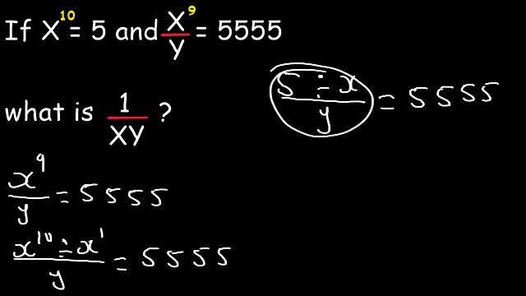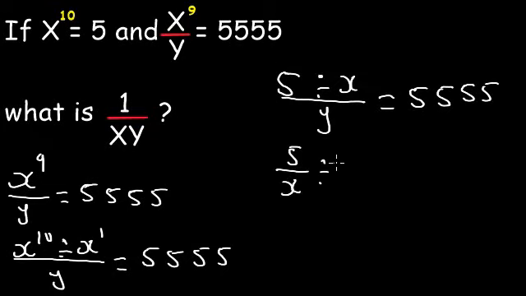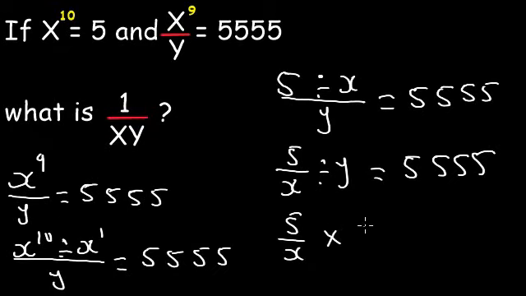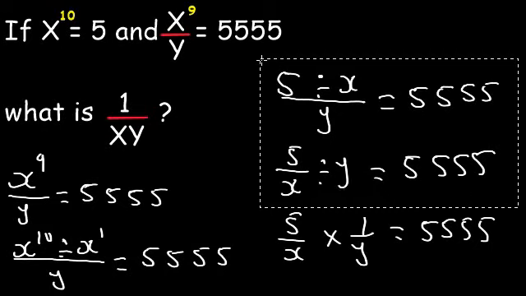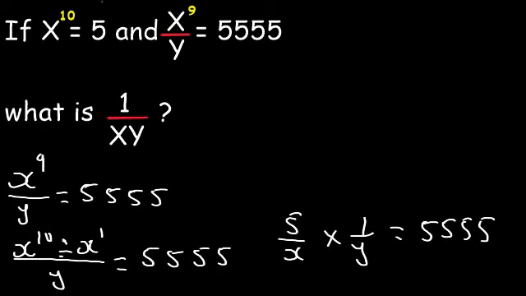Now let's use the concept of keep, change, and flip to simplify this compound fraction. So this fraction on the left hand side can be rewritten as 5 over x then divided by y, and this is going to be equal to 5,555. So eventually this should be 5 over x then multiplied by 1 over y, and that's going to be equal to 5,555. So multiplying that, we should eventually have 5 over xy.